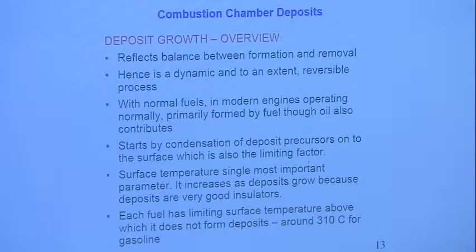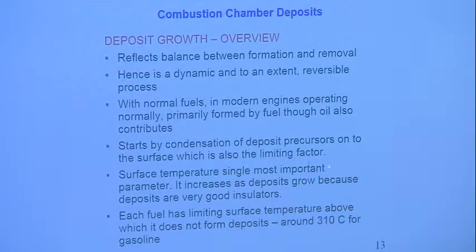So it's not an instant thing, deposit formation. This is a dynamic process over some time scale, and to an extent it's a reversible process. If you form deposits in the combustion chamber, this is true of others, but more so with combustion chamber deposits, you can actually reduce them by running the engine in a different way. With normal fuels in modern engines, they are primarily formed by fuel, but oil also contributes, because if the engine is not operating well and is using a lot of oil, you will produce much more deposits, because oil is much more potent in producing deposits.